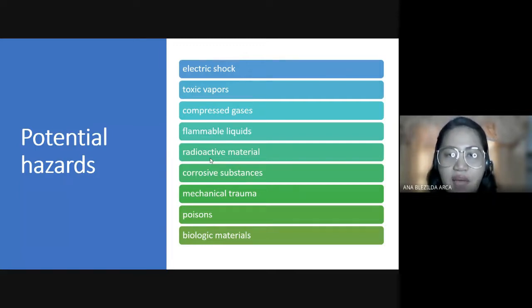And this is something that we should not fear. Kasi nga naman, kaya nga tayo nag-aaral for us to have the knowledge on how to control these hazards and how to avoid this hazard, 'di ba? Para you are always on top of everything, okay?